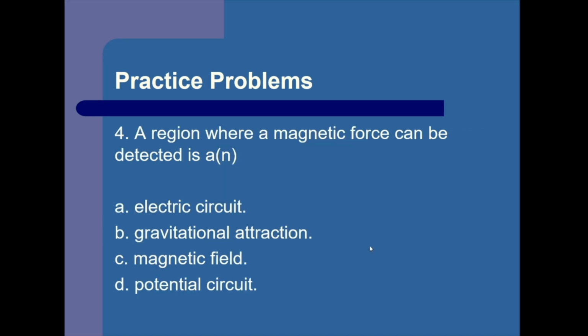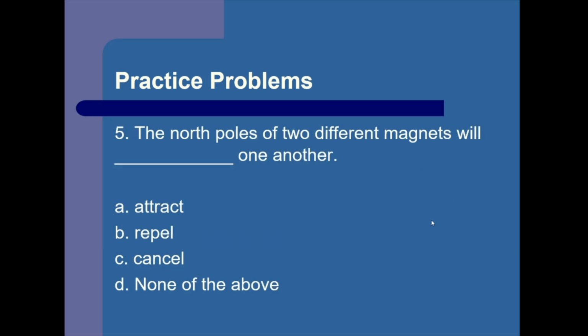Practice problem number 4 says a region where a magnetic force can be detected is called the what? An electric circuit, gravitational attraction, magnetic field, or potential circuit. The answer, of course, here is going to be magnetic field. Practice problem number 5. The north poles of two different magnets will blank one another. Will they attract, repel, cancel, or none of the above? Well, two north poles, since they are the same, will repel.